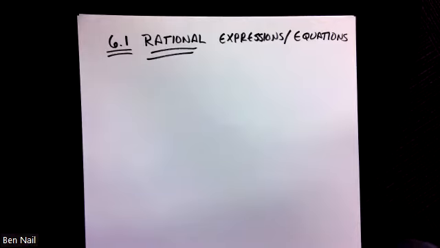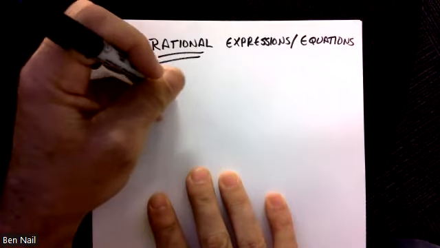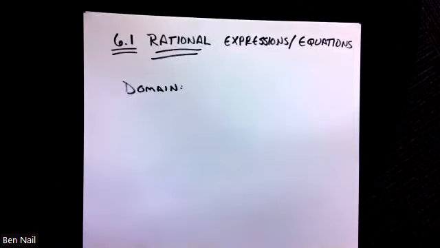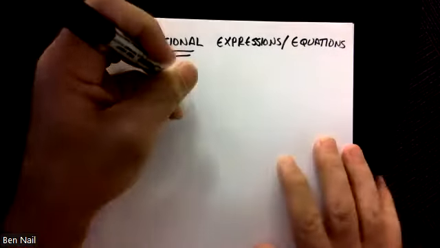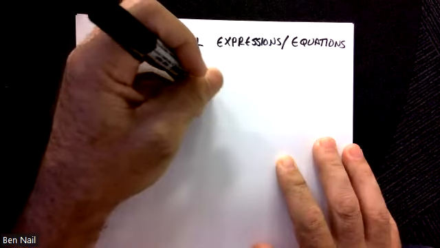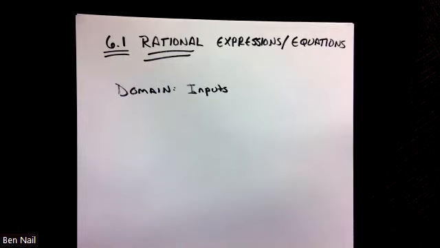So what we're going to start with in 6.1 is actually a couple diverse topics. The first one regards domain. Okay, the domain of a function, any kind of function, is the set of inputs. Okay, what can we put into a function that would give a valid output?